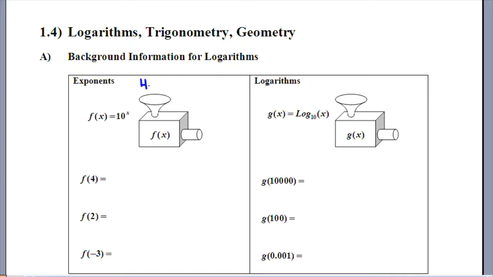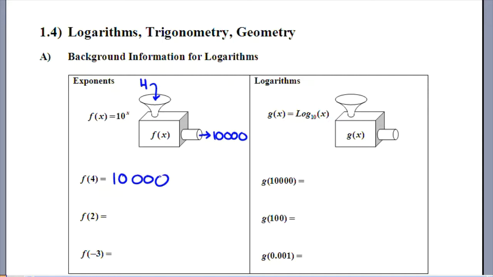Exponentials and logarithms are inverse functions of each other. So take a look at this exponential function here, 10 to the x. If I was to put 4 into that machine, in other words, calculate 10 to the 4th, then the number that would come out, 10 to the 4th, is 10,000. You know, basically a 1 with 4 zeros on the end. And so you could say that f of 4 is equal to 10,000.